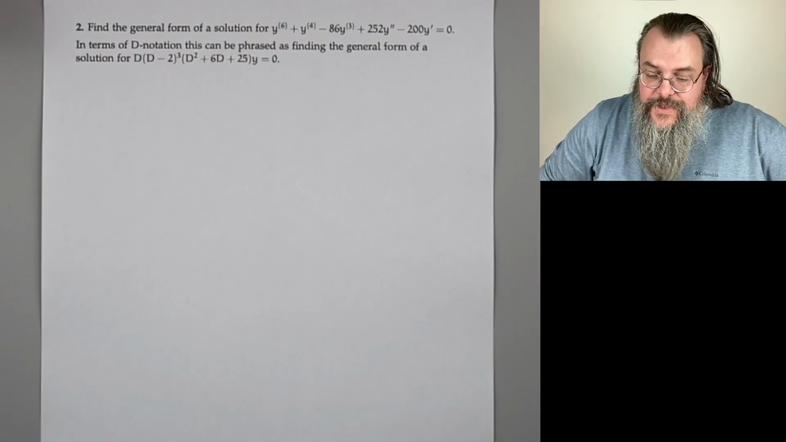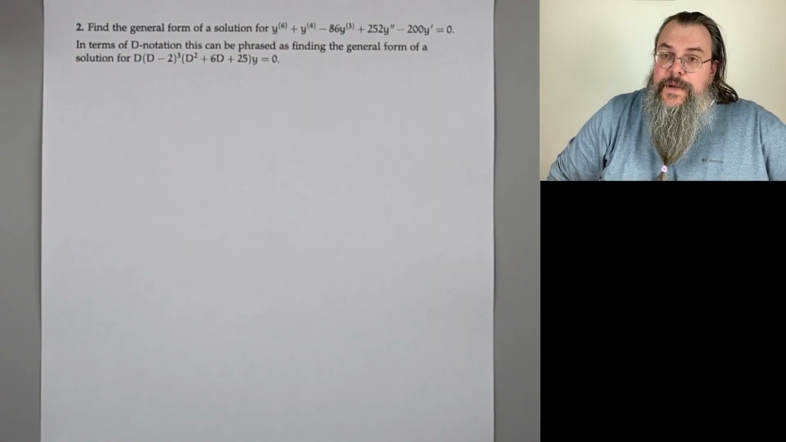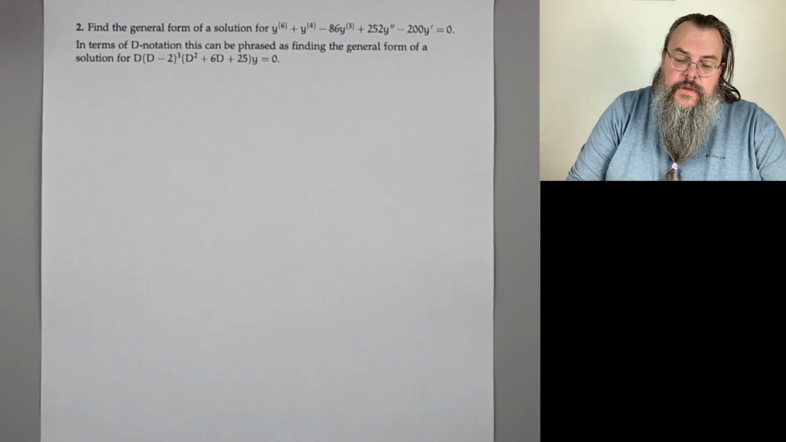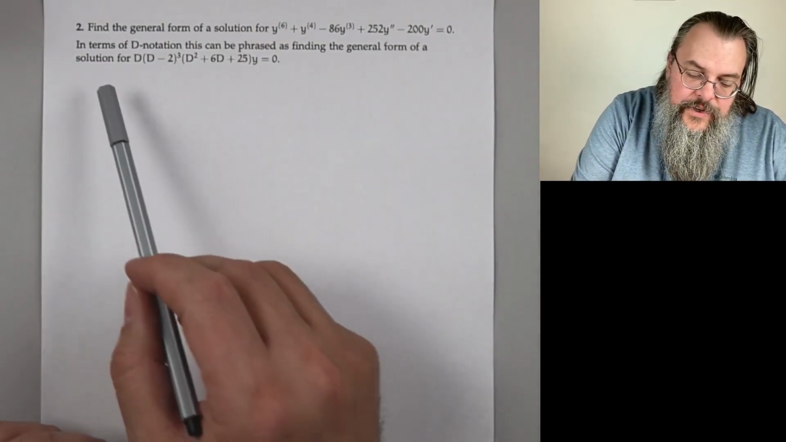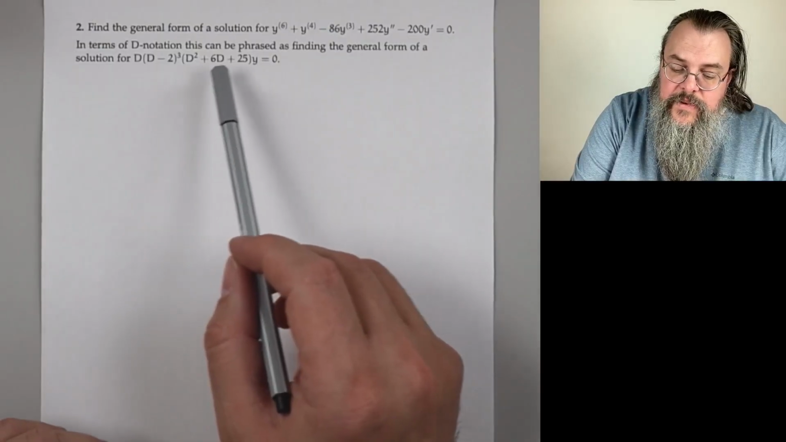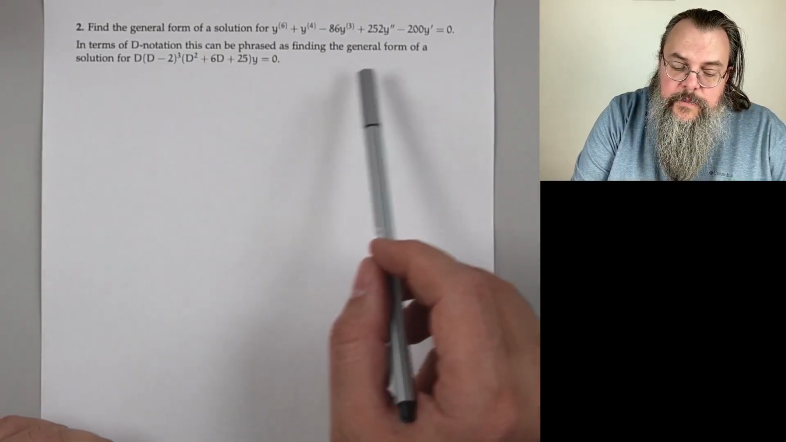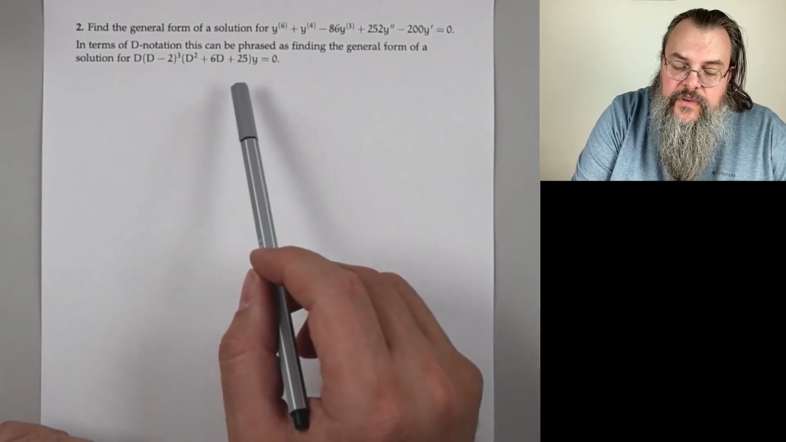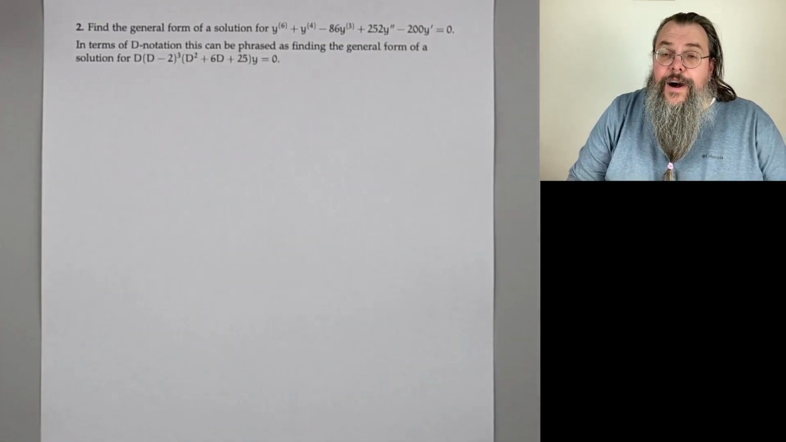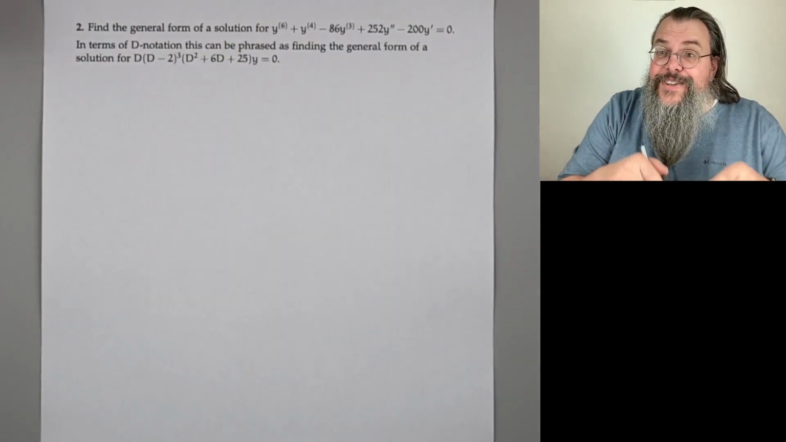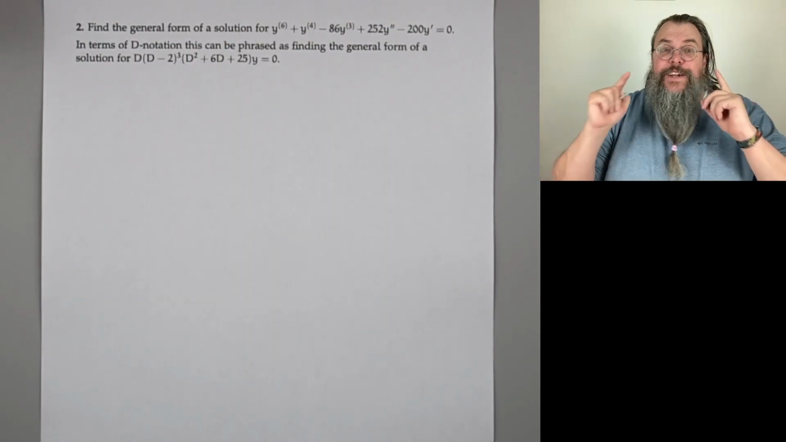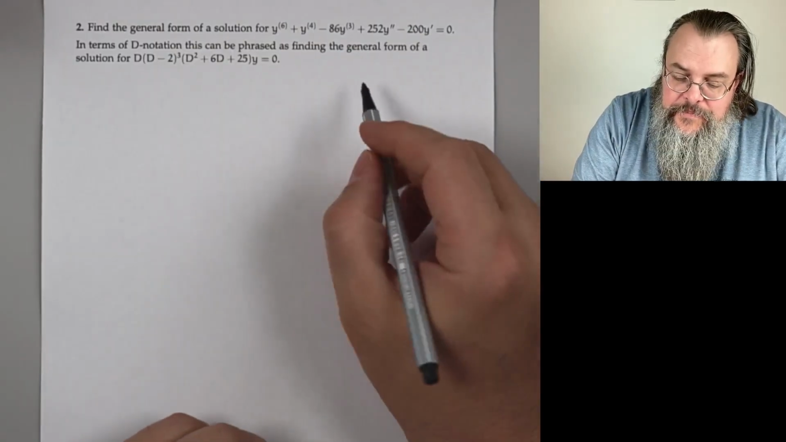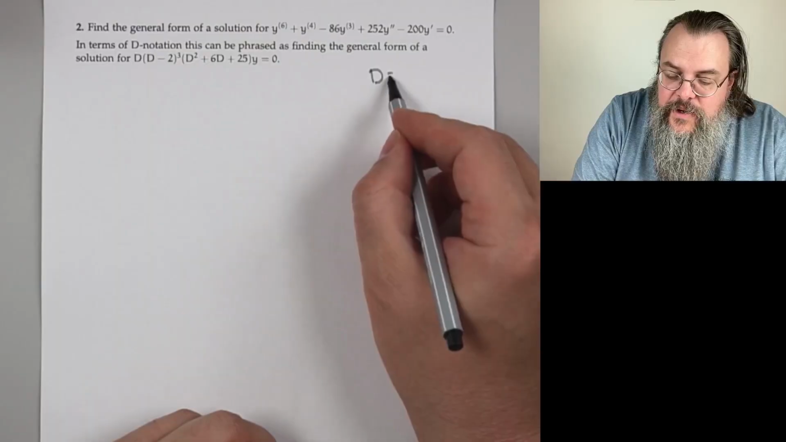Now this is a great question. How do we go about making progress in this problem? Well, there's more to say, right? In terms of D notation, this can be rephrased as finding the general form of a solution for (D minus 2) cubed, (D squared plus 6D plus 25) y equals 0. You know what? They just told us how to do the hardest part, if we can unravel what this is saying. Now, remember what D stands for. D stood for take derivative.